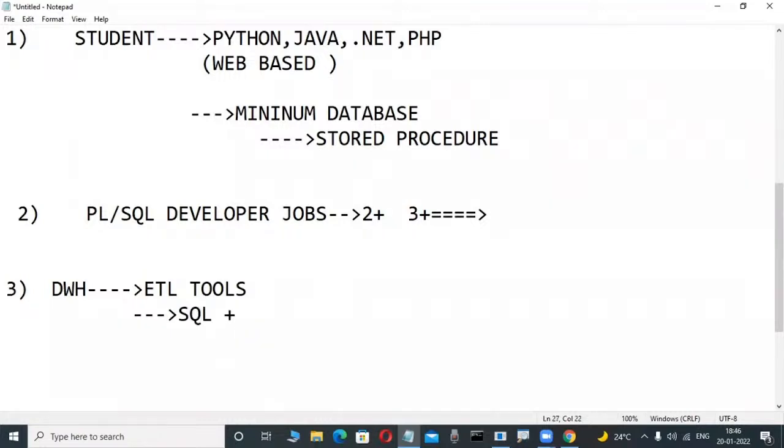Then they learn tools in institutes also. Informatica is a very popular tool. Again, DataStage is a popular ETL tool, and again Talend is a tool there. These ETL tools have a graphical user interface.